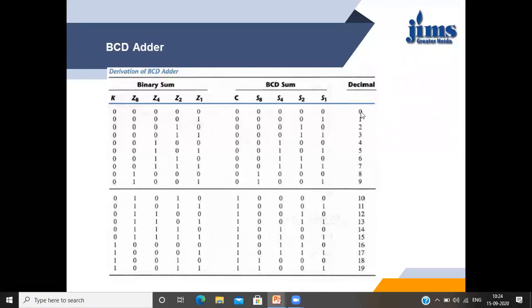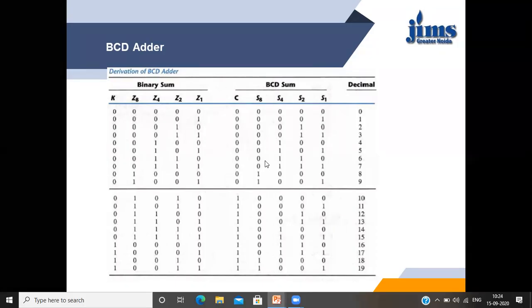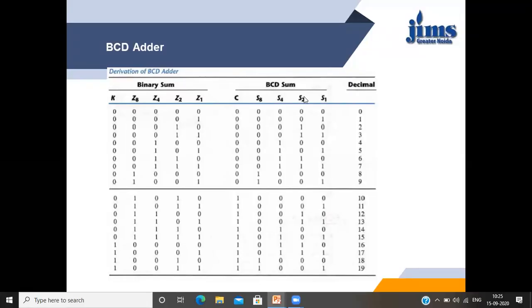So here is the decimal representation. 0 to 9 are the valid decimal outputs, and from 10 to 19 these are the invalid outputs of the binary adder, which should be avoided. So we can represent these as valid BCD numbers. 0 to 9 is the same. For 10, we write 1 0, for 11, 1 1, where 1 is 0 0 0 1, like this. For 19, we write 1 and 9. 1 is represented by the carry and 9 is 1 0 0 1. So this is the way the output of the binary adder is represented as a valid BCD number.